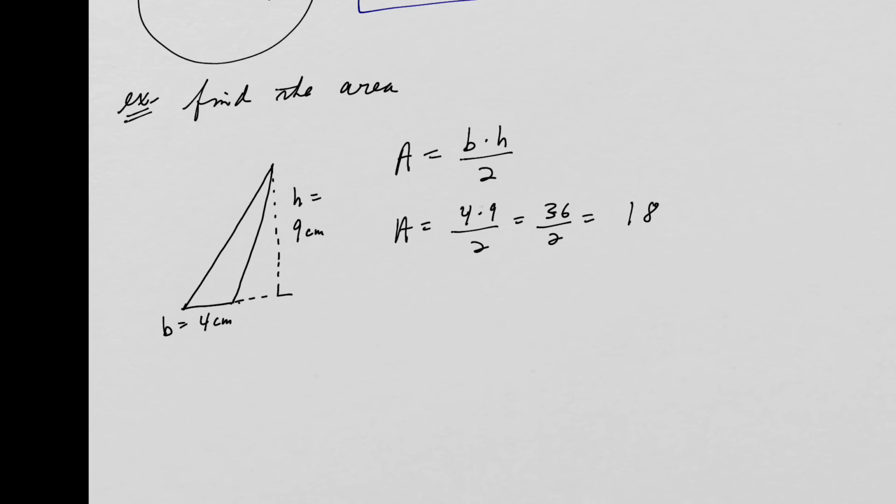And for the units, since it's an area, it's going to be the unit of length, which was centimeters, but then we have to square it. Okay, area is always going to have the units of length squared. So in this case, it'll be centimeters squared. So that would be my answer. The area of that triangle is 18 centimeters squared.